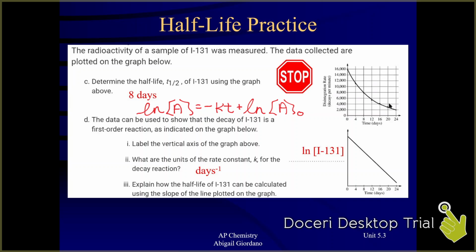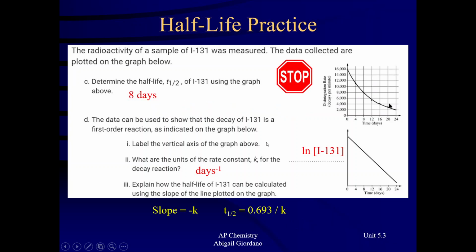And they've given us a little bit of a hint saying using the slope, well, what's the slope? What's in that position of m in y equals mx plus b? It's negative k. So the slope is equal to negative k, and then if I know what the slope is, I can solve for k, then I can plug k into that half-life equation, and I could solve for it. Please notice it doesn't actually ask me to solve for it, it just says, how would you solve for it?